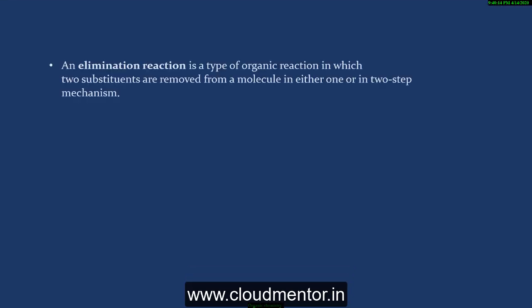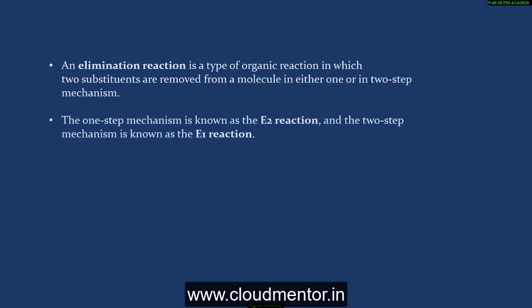An elimination reaction is a type of organic reaction in which two substituents are removed from a molecule in either one or two-step mechanisms. The elimination reaction means the removal of two substituents from a molecule, in one step or in two steps. Depending upon the number of steps, there are two types of reaction. The one-step mechanism is known as the E2 reaction, and the two-step mechanism is known as the E1 reaction.